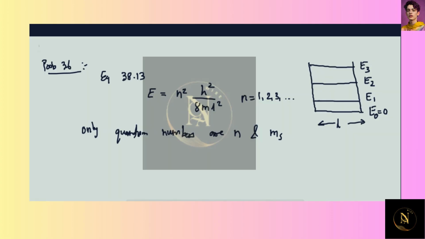So in this problem, we have been asked to calculate the lowest energy of this infinite square well, given 5 electrons in this square well. And the way we start is, what is the equation that we have to use to calculate the energy, which is given in chapter 38, equation 13.